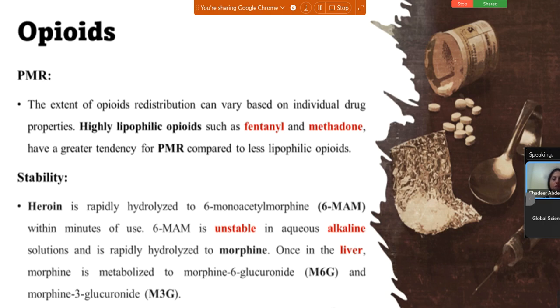Regarding stability, heroin is rapidly hydrolyzed to 6-monoacetylmorphine within minutes of use, and this metabolite is unstable in aqueous alkaline solution and is rapidly hydrolyzed to morphine. Once morphine is in the liver, it is metabolized to morphine-6-glucuronide and morphine-3-glucuronide.